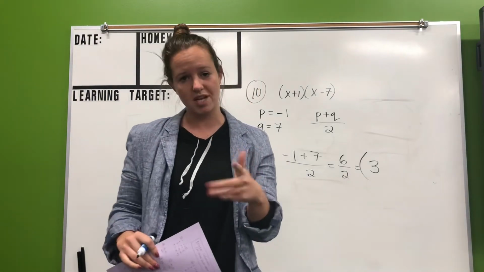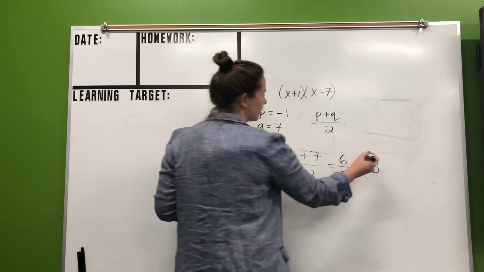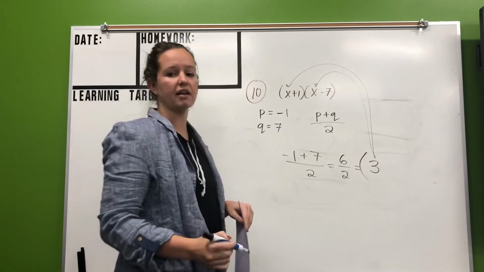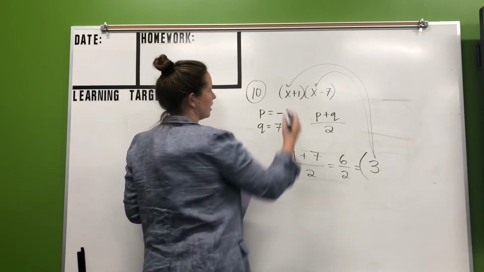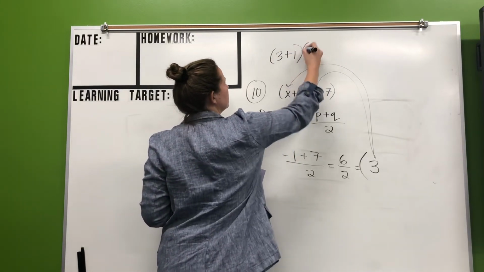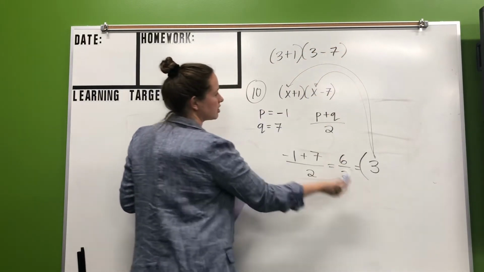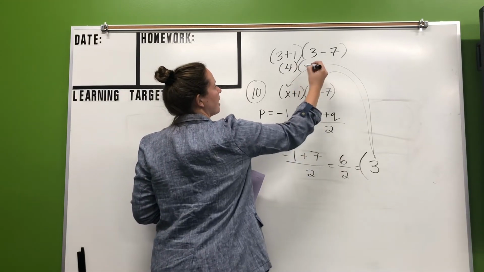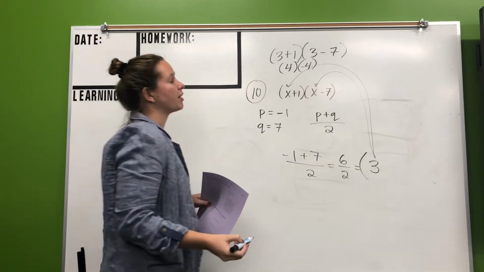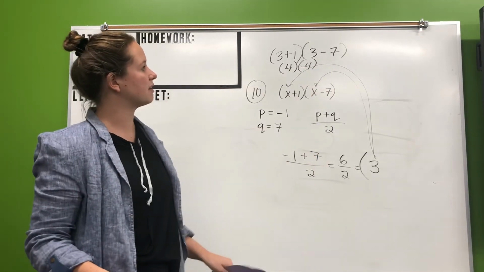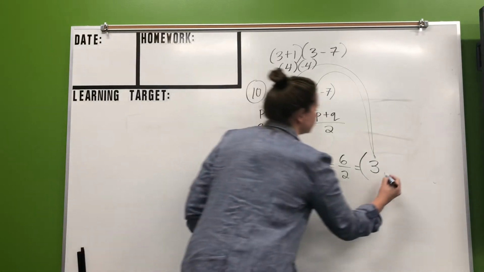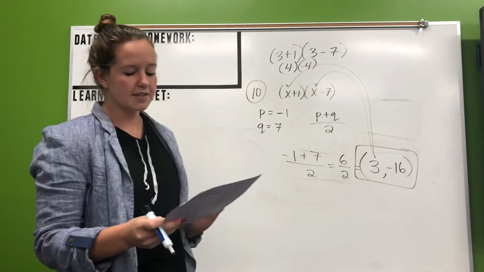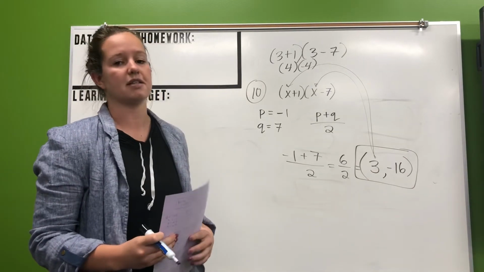And if you want the second coordinate, you have to plug it in. So take the 3, just like we did on the other one, and plug it in every single time you see an x. So if I plug this in up here, I get (3 + 1)(3 - 7). I just changed my x's to 3's. So 3 plus 1 is 4, and 3 minus 7 is negative 4. So 4 times negative 4 is negative 16. So there's the vertex on number 10: 3 comma negative 16.